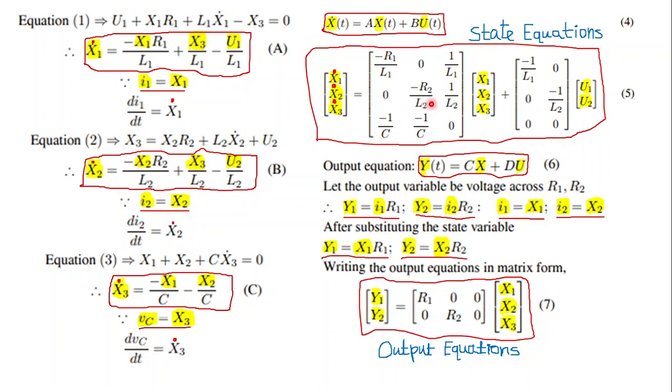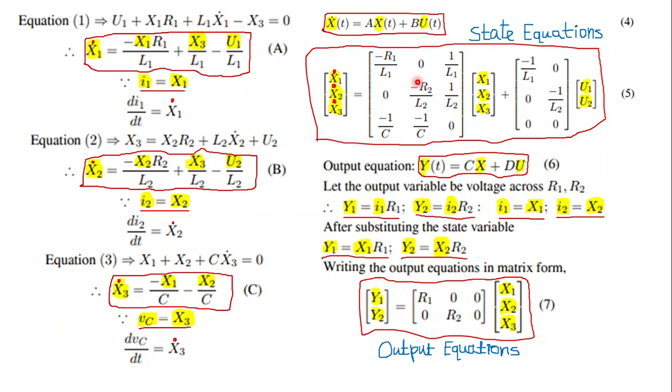The x2 coefficient is minus R2 by L2. The x3 coefficient is 1 by L2. In the third equation, the x1 coefficient is minus 1 by C, the x2 coefficient is minus 1 by C, and the x3 coefficient is not there. There are no input terms here. For the input term corresponding to u2, it is minus 1 by L2. The u1 coefficient is not there.